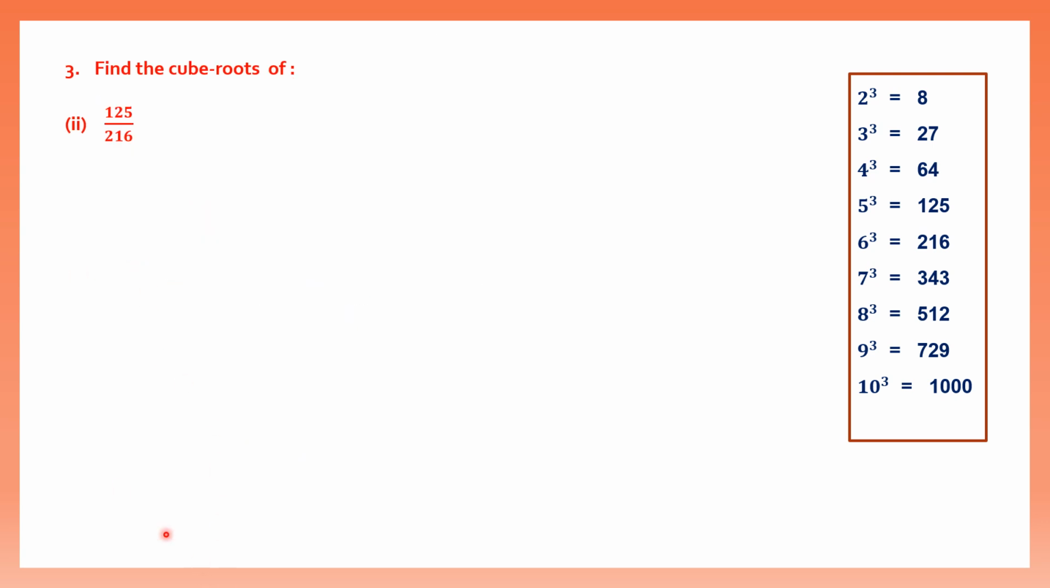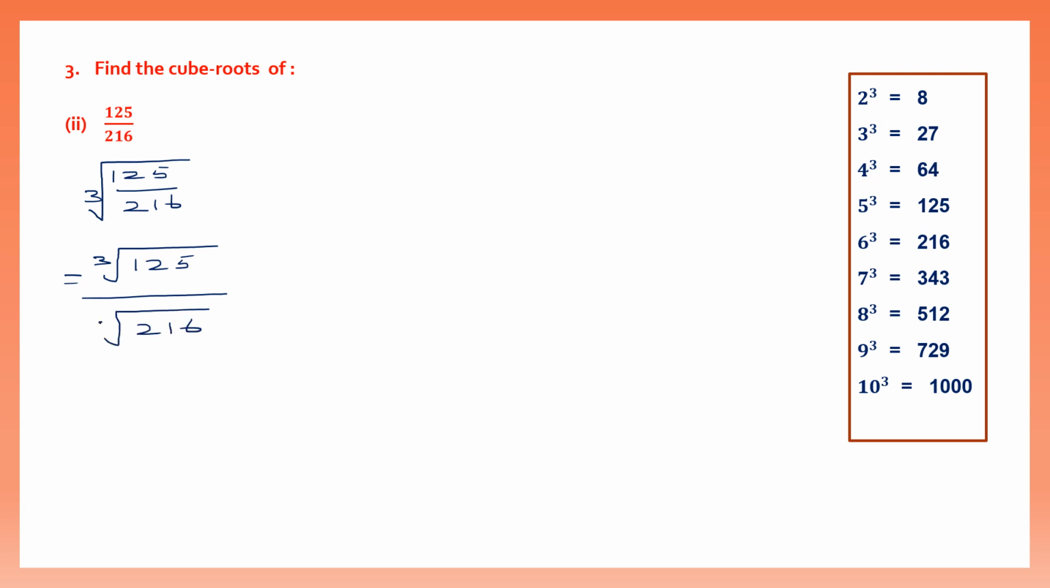Question 2. Here we have to find the cube root of 125 by 216. So again, let's put it in the form of cube root, 125 by 216. That means we have to find the cube root of 125 as well as the cube root of 216. Now again, let's go back to this table.